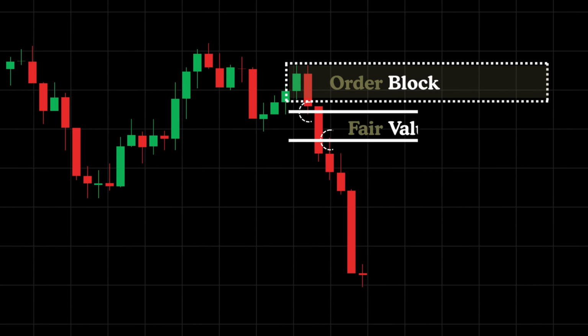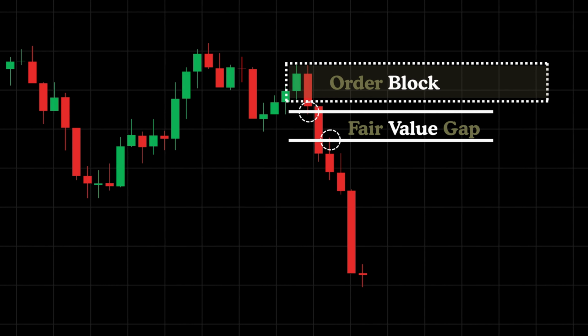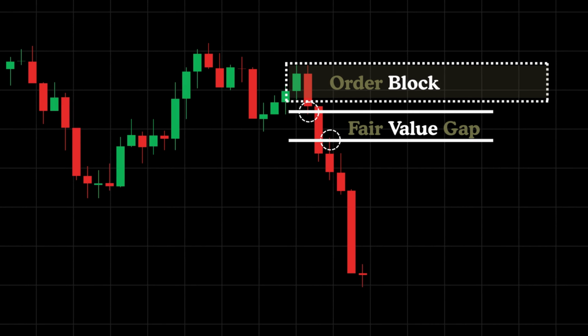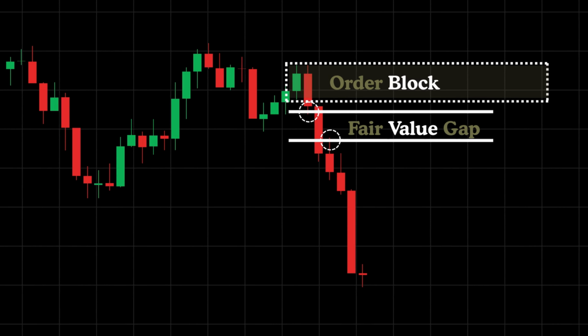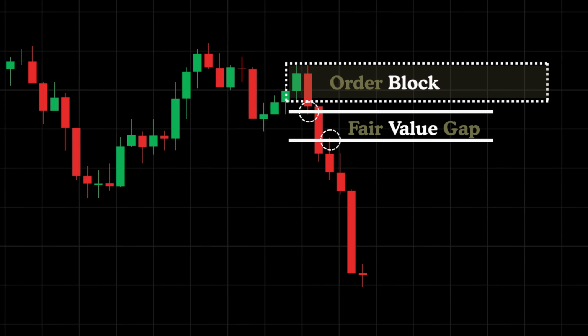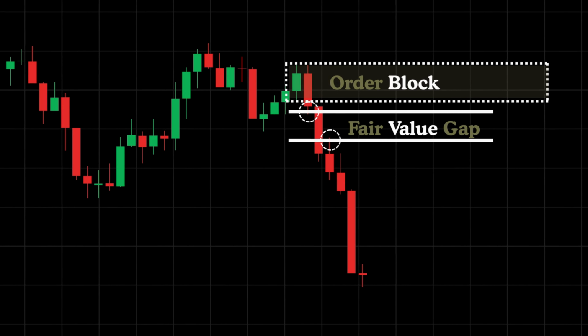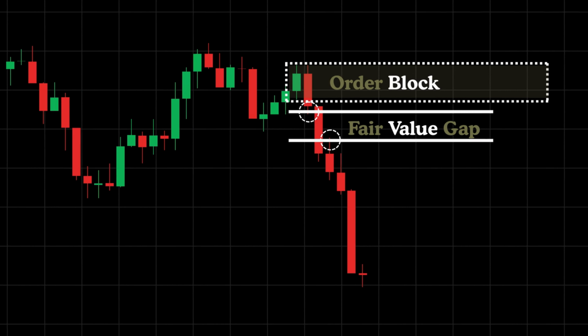It contains a clear fair value gap. Price has never returned to mitigate it, and it triggered a significant break in structure. That's everything required for a valid order block. So remember, order blocks must contain a fair value gap and remain unmitigated.